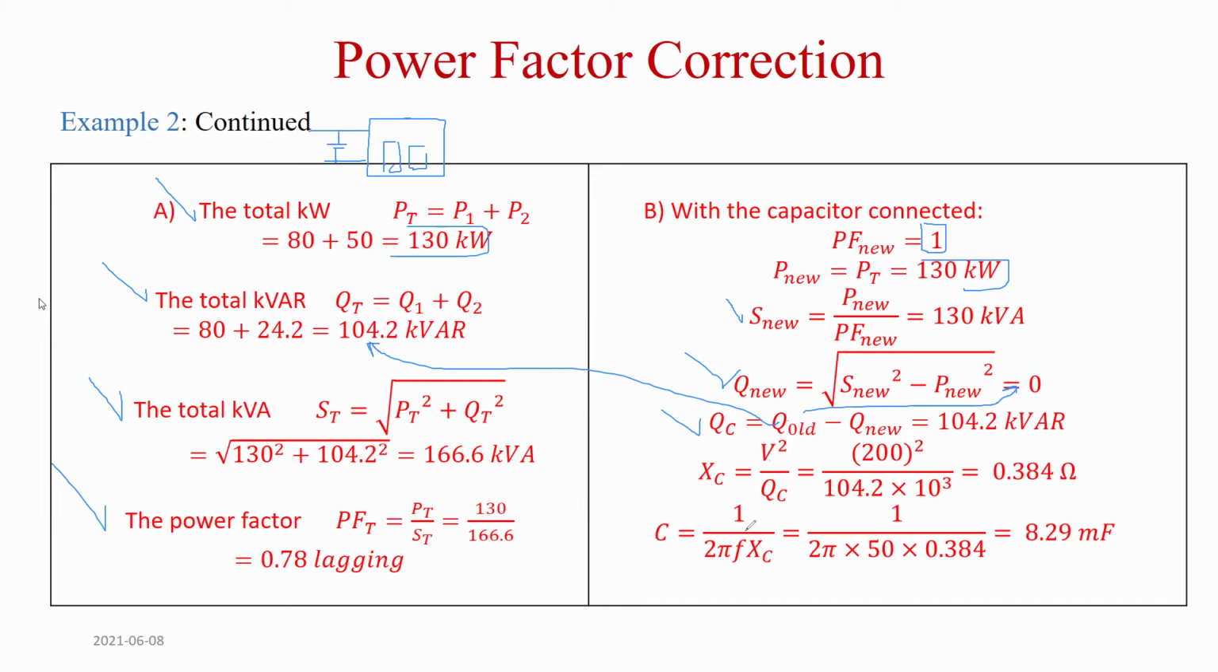Then once you find that, you can find C. You don't have to do these in two steps. You can do them in one step. C equals QC divided by omega V squared.